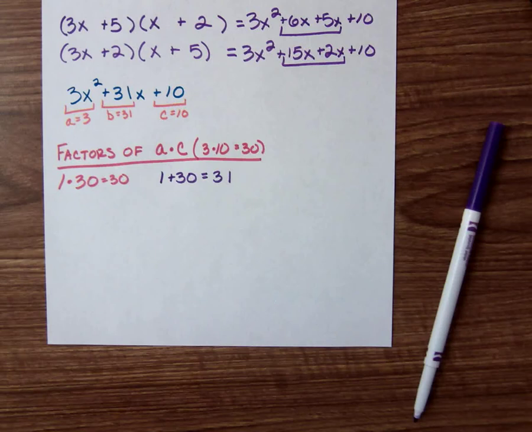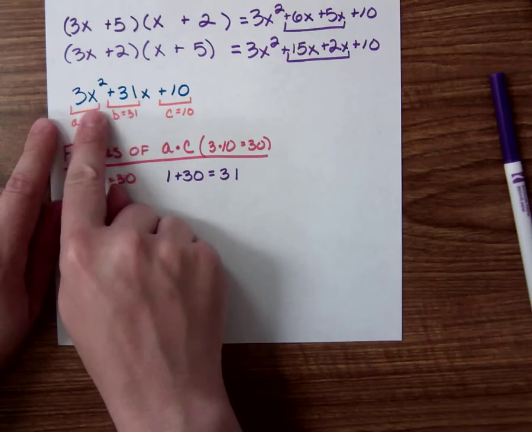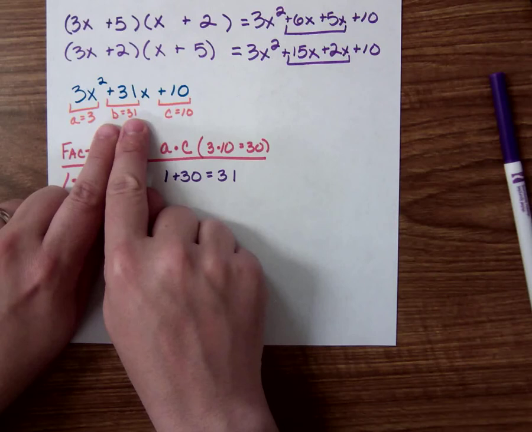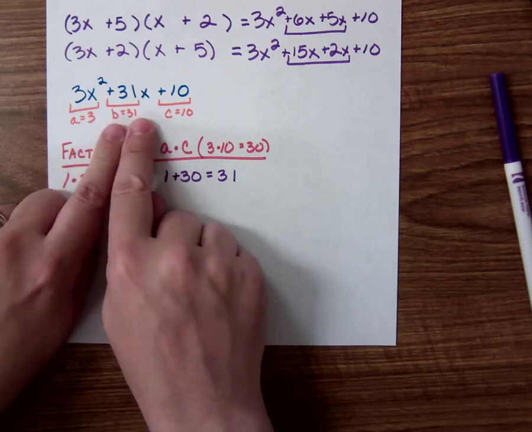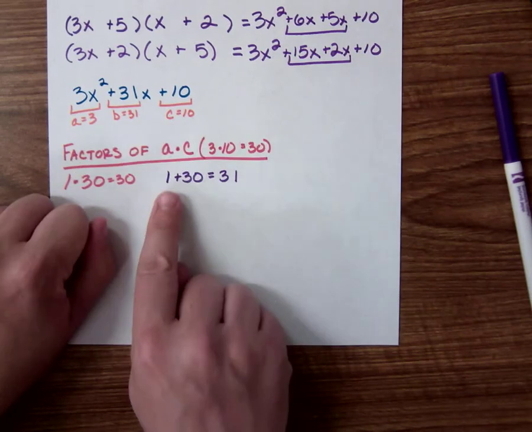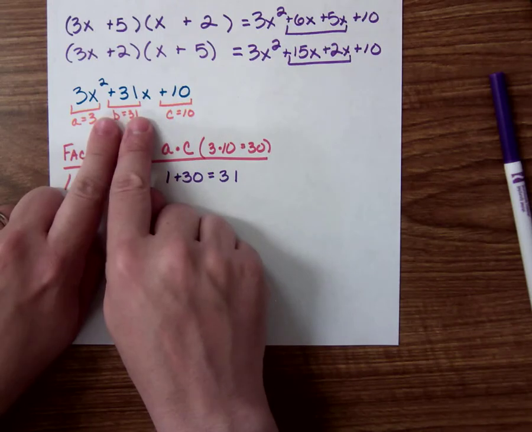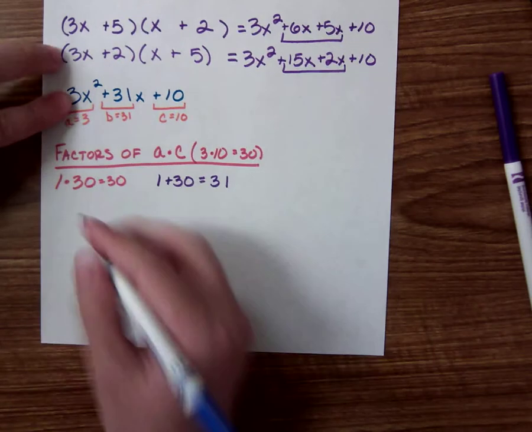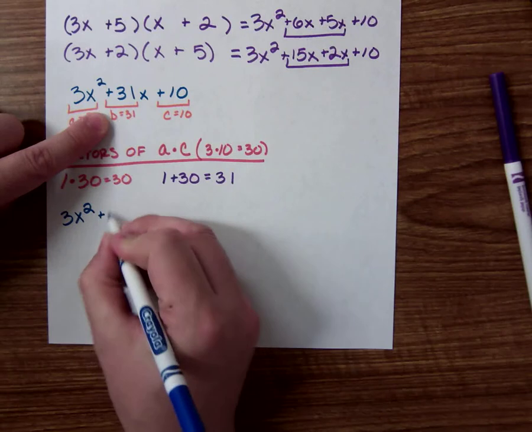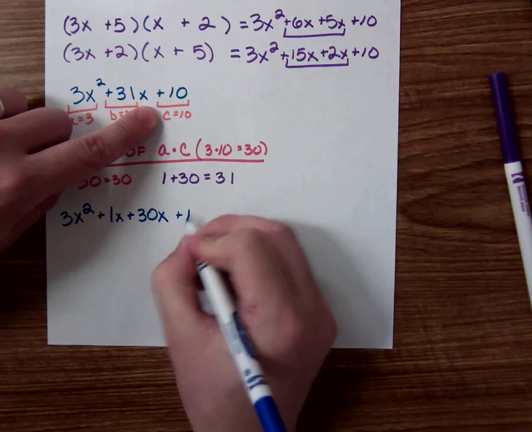So here's where it gets a little goofy. I am going to take this polynomial we had here, 3x squared plus 31x plus 10, and this b right here in the middle, this 31, is going to get split. Instead of 31x, it's going to be split into two different things. And the two different things are going to be 1x and 30x. So instead of 31x, it's going to be 1x plus 30x. So the 3x squared stays the same. In the middle, instead of 31x, plus 1x plus 30x. And on the end, the 10 stays the same.